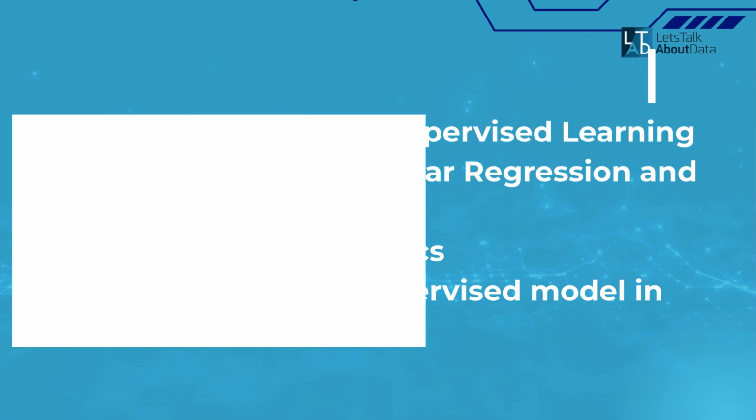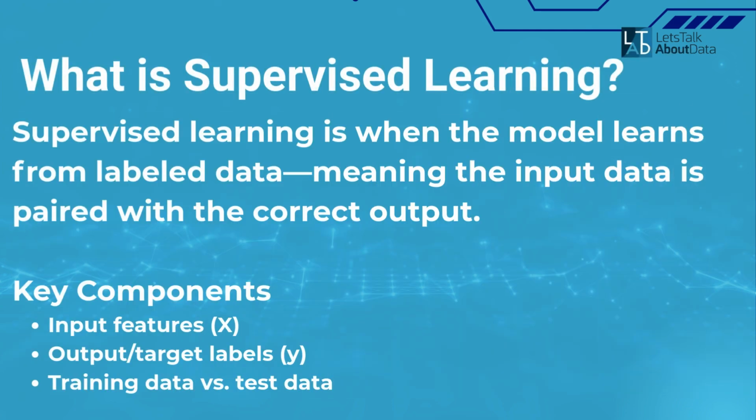Let's get into it. Supervised learning is when the model learns from labeled data, meaning the input data is paired with the correct output. Examples: spam email detection, label: spam/not spam. House price prediction, label: price.